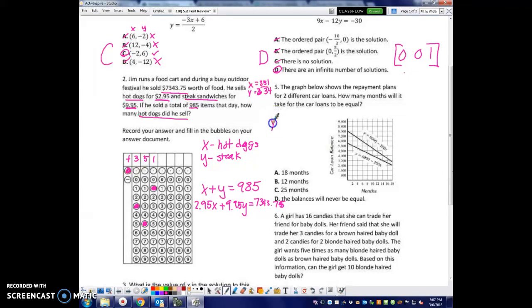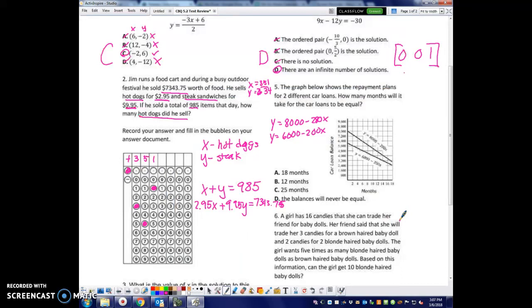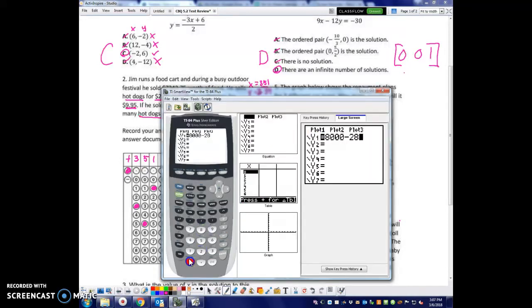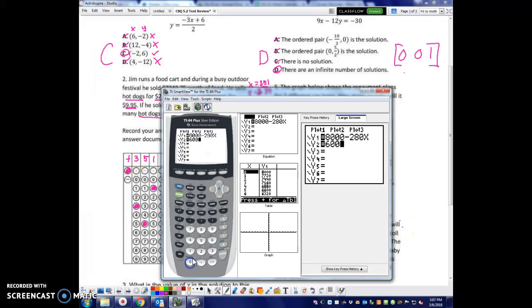Okay, so the first equation is that y equals 8,000 minus 280x. Then we have y equals 6,000 minus 200x. So let's just use y equals here. Y equals 8,000 minus 280x. And then we have y equals 6,000 minus 200x. Okay, hit graph. We want to see where they cross.